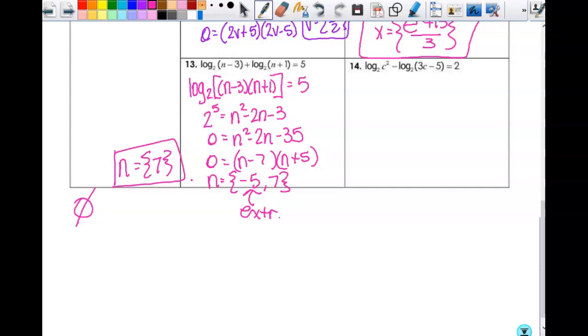All right. Number 14. Let's do this one together. So if I have two logs with the same base, and they're subtracting, I condense them and get log base 2. What do I do with these? Divide. So I get c squared over 3c minus 5 equals 2, right? Then to rewrite this as an exponential, I will get 2 squared equals c squared over 3c minus 5. Then what do I do to get this solved? Multiply by 3c minus 5 and make sure I distribute that 4 that's on the left. So this will give me 12c minus 20 equals c squared.